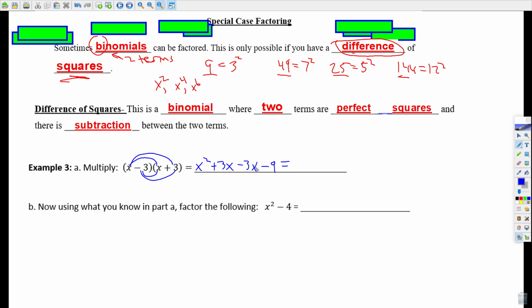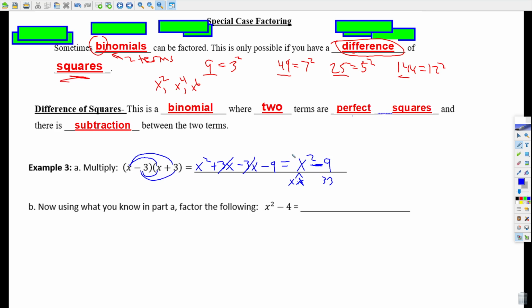So notice what happens here. We got 4 terms. However, at the end, we're not going to have 4 terms. 3x minus 3x, that goes away. They cross each other out. So what do we have left? X squared minus 9. Now, do we notice here we have subtraction between 2 terms? It's a binomial, right? And both terms are perfect squares, right? X squared is x times x, and 9 is 3 times 3.